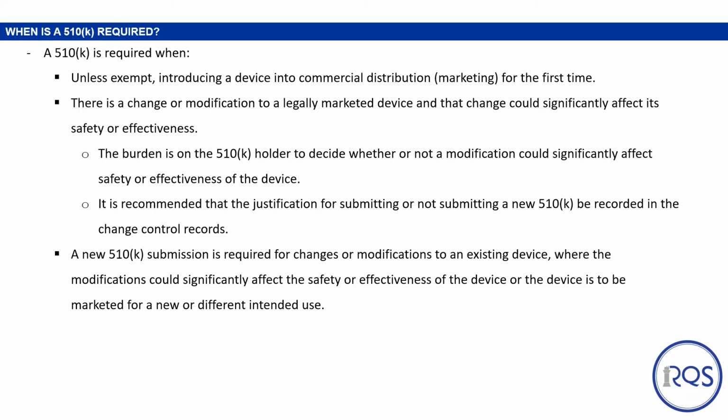Second is when there is a change or modification to a legally marketed device and that change could significantly affect its safety or effectiveness. The burden is on the 510K holder to decide whether or not a modification could significantly affect the safety or effectiveness, and any modifications made should be made in accordance with 21 CFR Part 820 and recorded in the device master record and the change control records. It is recommended that a justification for submitting or not submitting a new 510K be recorded in the change control records.